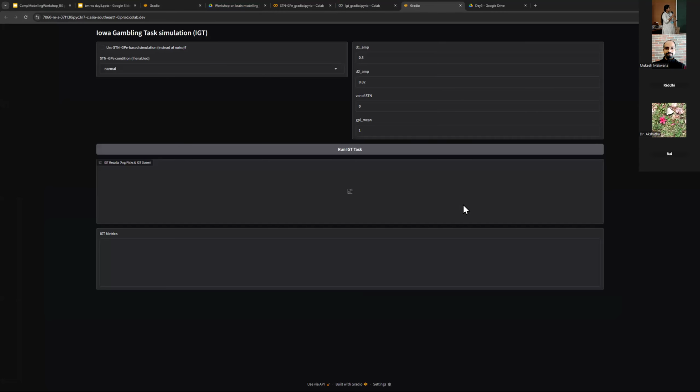Now what we will do is run it with STNGP. You can tick mark STNGP under normal condition. Let's just run it. When we click STNGP, the variance has no role. First, it will actually run that STNGP network for some 50,000 steps, and only then does it do IGT. So it might take a little while. Just wait for it.